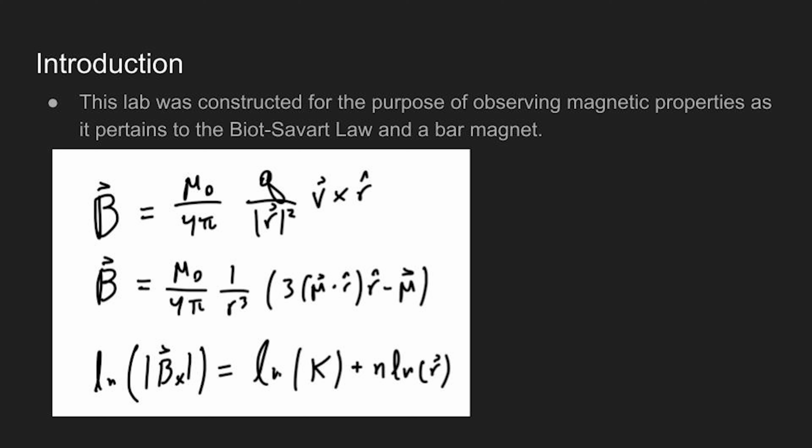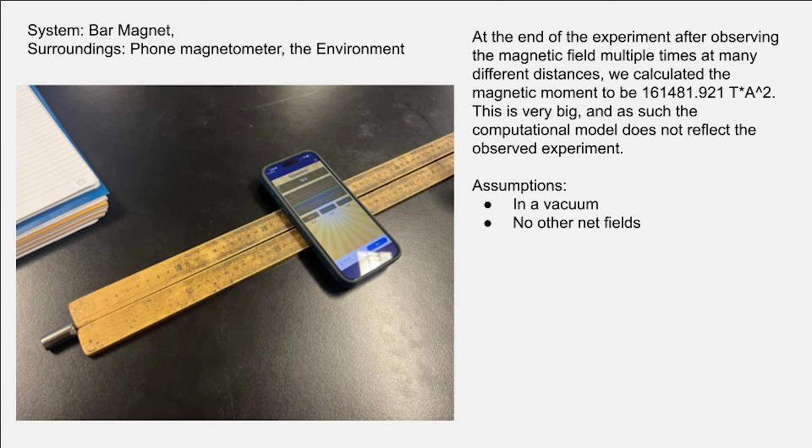This lab was constructed for the purpose of observing magnetic properties as it pertains to the Biot-Savart law and a bar magnet. Below you can see the equations that pertain to the Biot-Savart law and how it defines a magnetic field. In this experiment, we had a bar magnet at the end of a meter stick with a magnetometer phone app on it, which we would move along the meter stick.